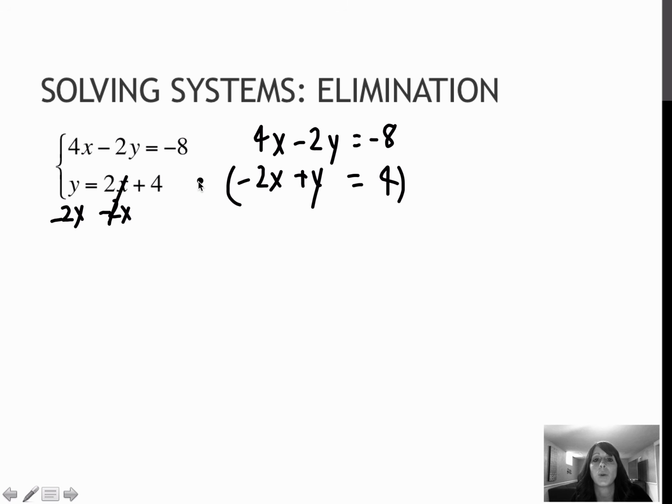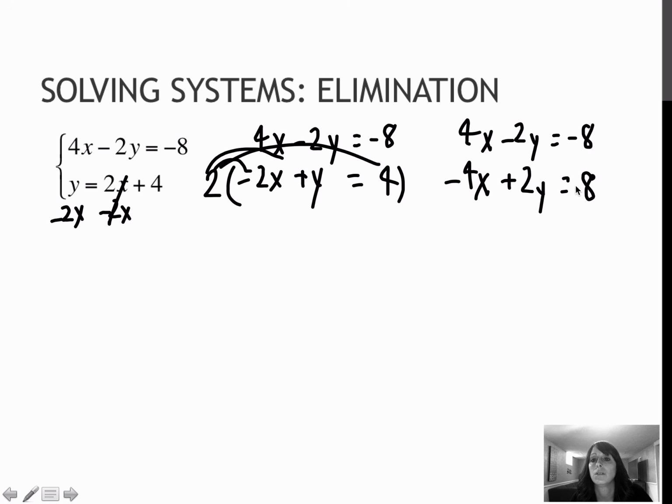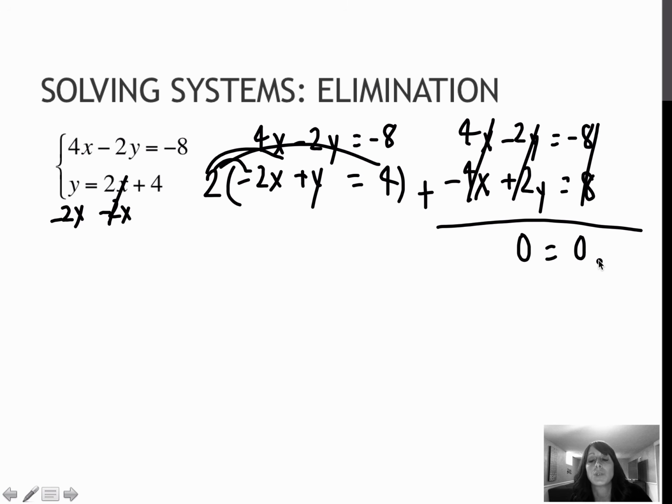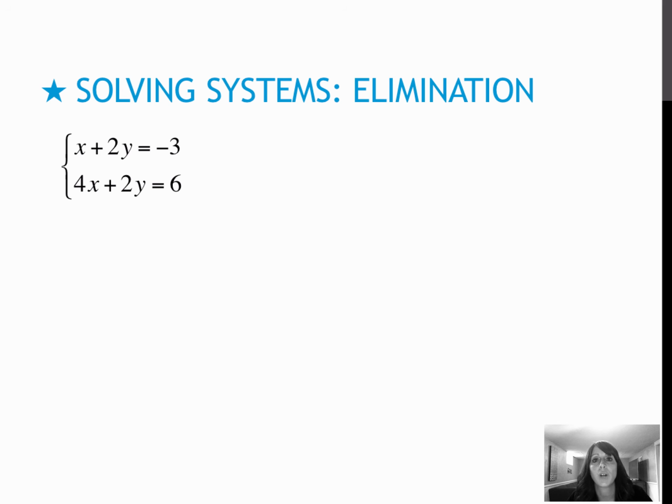So now I'm going to take this equation times 2, and that will give me, this one is still 4x minus 2y equals negative 8. I didn't change that one. This one I get negative 4x plus 2y equals 8. And now when I add these together, this is my other special case, this eliminates, giving me 0, and also this eliminates, giving me 0. 0 equals 0 is true, and because it's true, this is infinitely many solutions. Infinitely many solutions.